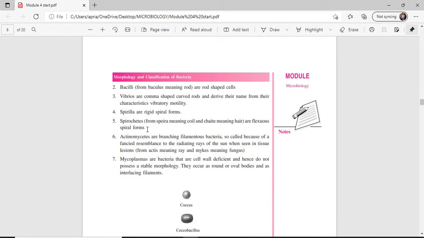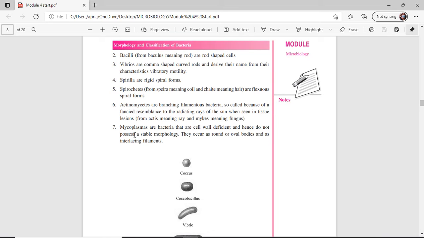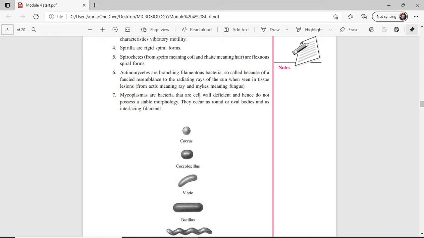Then you have your spirilla, which are rigid spiral forms. Your spirochetes, from speira meaning coiled and chaite meaning hair, are flexuous spiral forms. Then you have your actinomycetes, which are branching filamentous bacteria, so called because of a fancied resemblance to radiating rays of the sun, from aktis meaning ray and mykes meaning fungus. Then you have your mycoplasma, bacteria that are cell wall deficient and hence do not possess a stable morphology. They occur as round or oval bodies or as interlacing filaments.